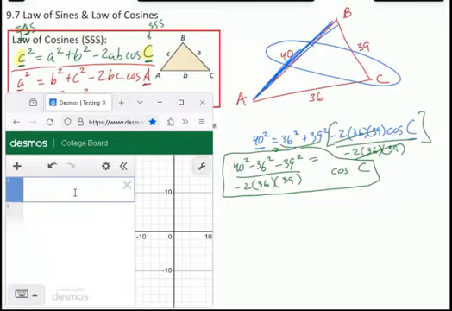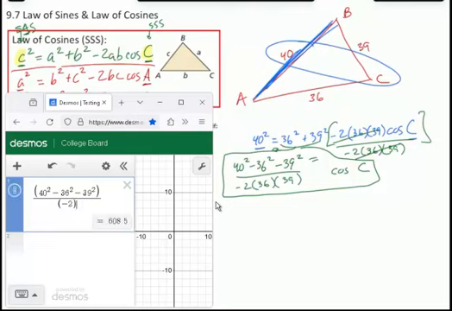So when I do this calculation, I'm going to put grouping symbols because I'll have a fraction. And I have 40 squared minus 36 squared minus 39 squared in the numerator. And then I'm going to divide that by everything in the denominator. Notice I keep the sign, negative 2, 36, and 39. Okay, and this gives me my decimal value. So I have 0.4334 being the cosine ratio of angle C. And so that's what this means, right? Cosine of C is 0.4334.